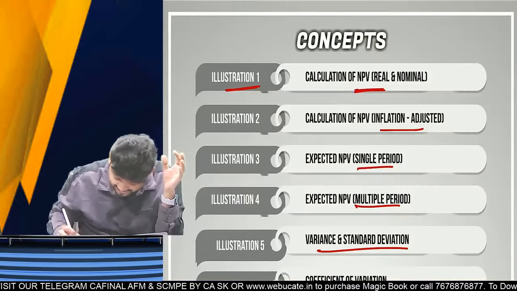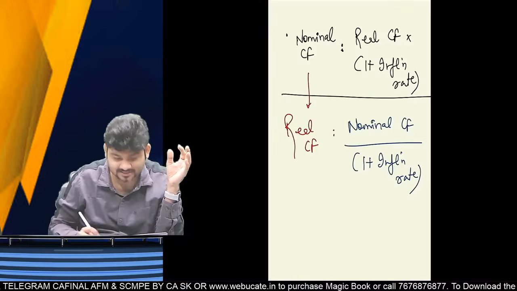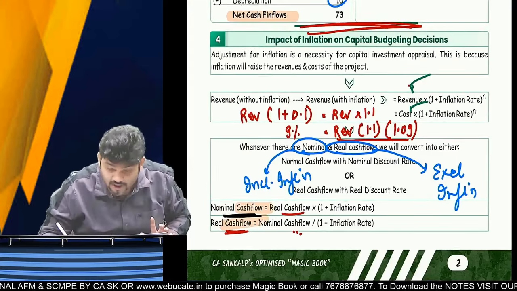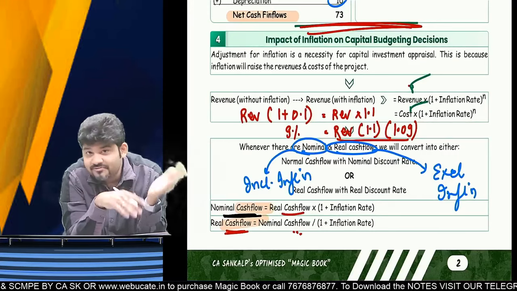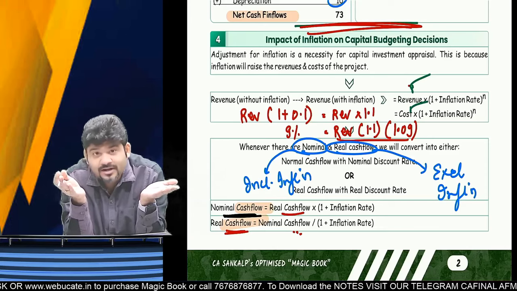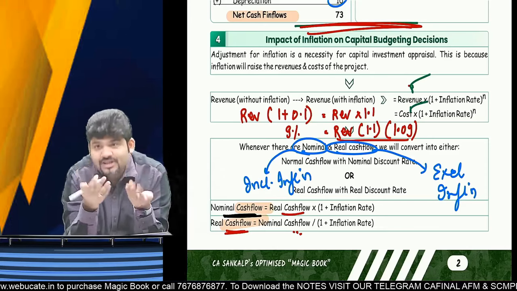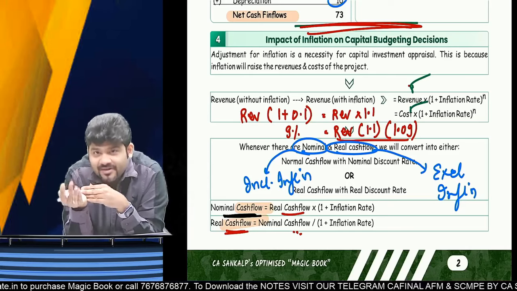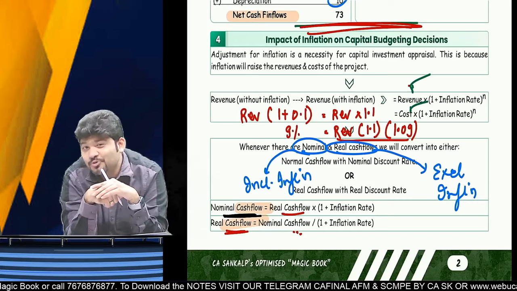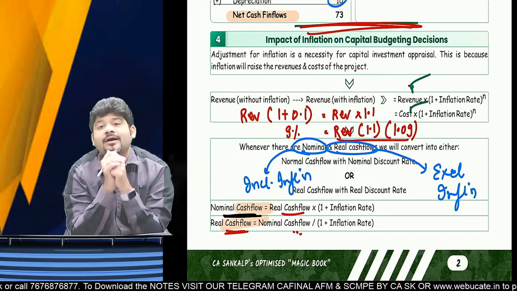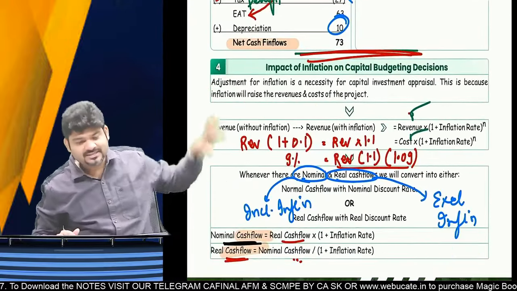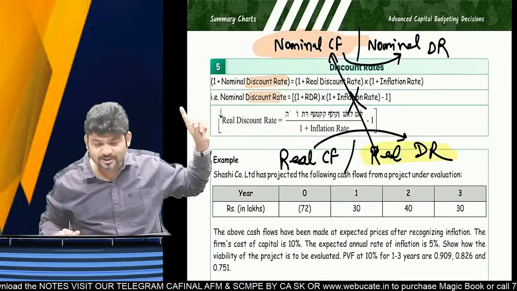Are we clear, everybody? So this is how the system works. Why am I telling you all? Because there will be questions in which they will give you nominal cash flows and you have to convert them into real cash flows. So real cash flow will be nominal cash flow divided by 1 plus inflation rate. And at times they will give you real cash flow and you will have to convert them into nominal cash flows by multiplying with 1 plus the inflation rate. For this, I have given the formula. When you are revising, you just have to look at this formula and you'll be able to recollect everything.